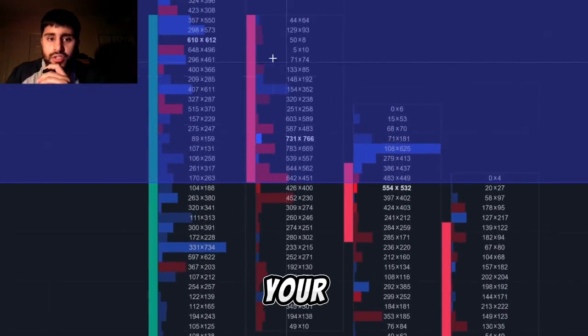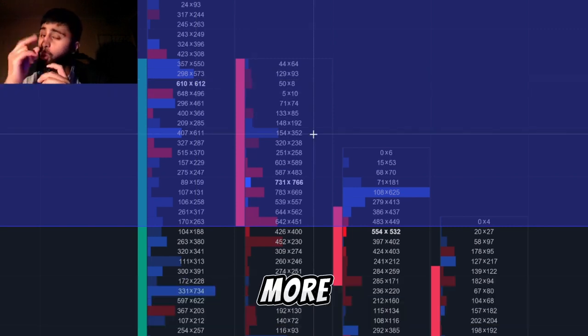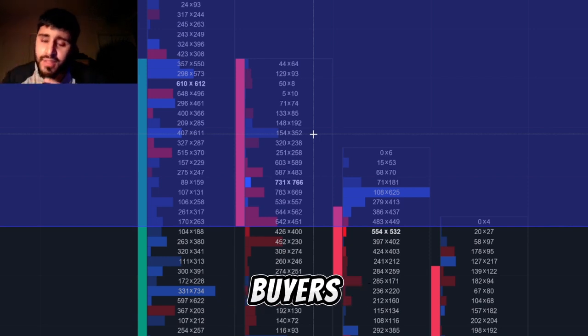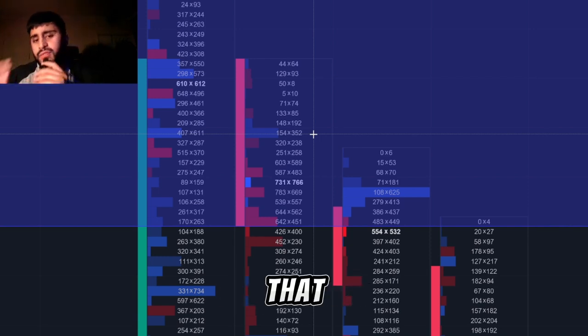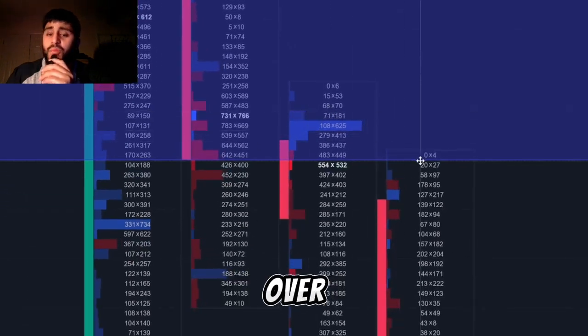In fact, I'm going to draw your attention to this candle. We have 298 for 573. That is a lot more, almost double the amount of aggressive buyers than the aggressive sellers. That is very important to understand, right? The second thing to understand is that we also have the same exact thing over here. We have 625 for 108. So we're seeing so many more aggressive buyers than sellers, right?